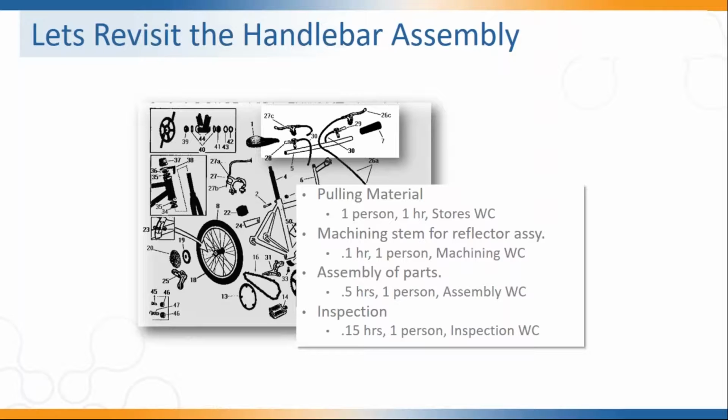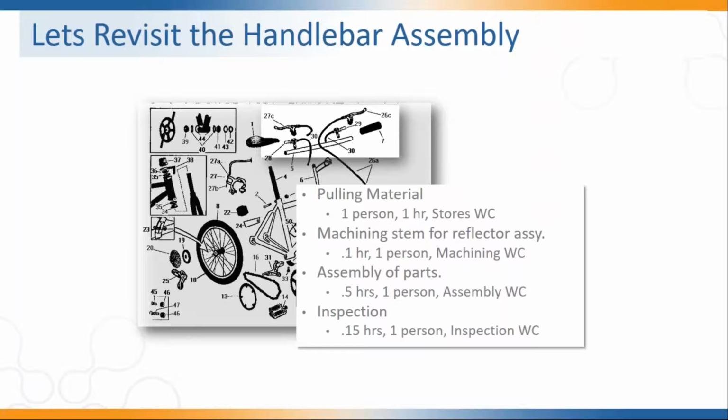The first thing that needs to be done is the material has to be pulled from stores. Let's just say that that takes one person 1 hour to do, and that's done in the stores work center. Once the material is pulled, the stem is sent to machining so that the hole can be drilled in it for the reflector assembly. Now, that takes 1/10 of an hour, or 6 minutes. It takes one person, and it uses the machining work center.